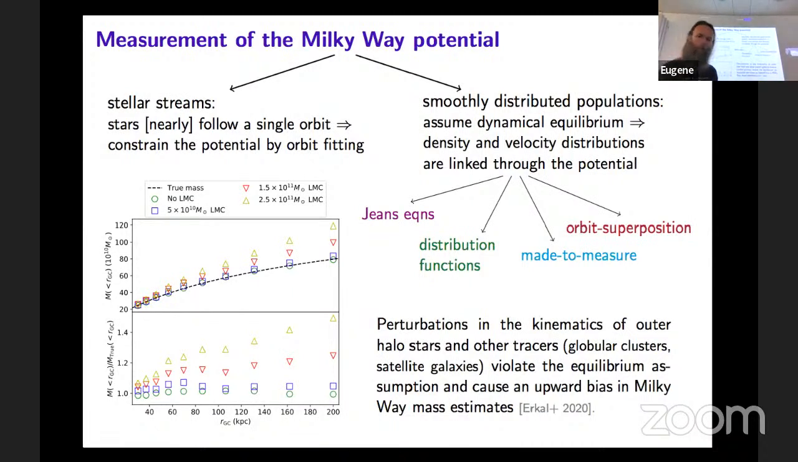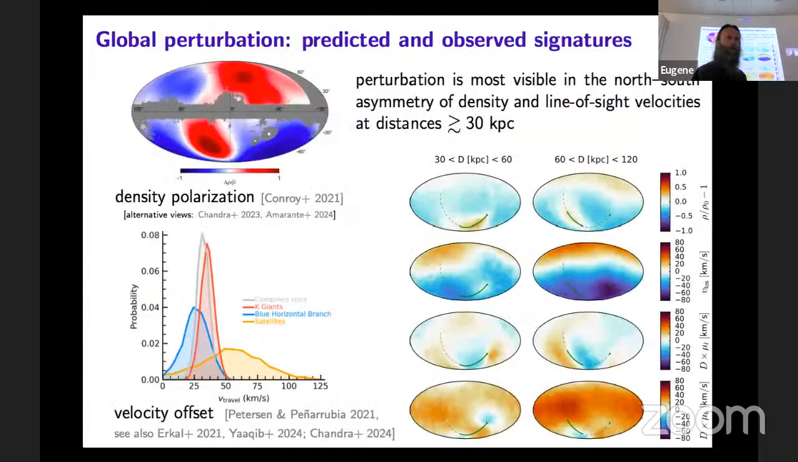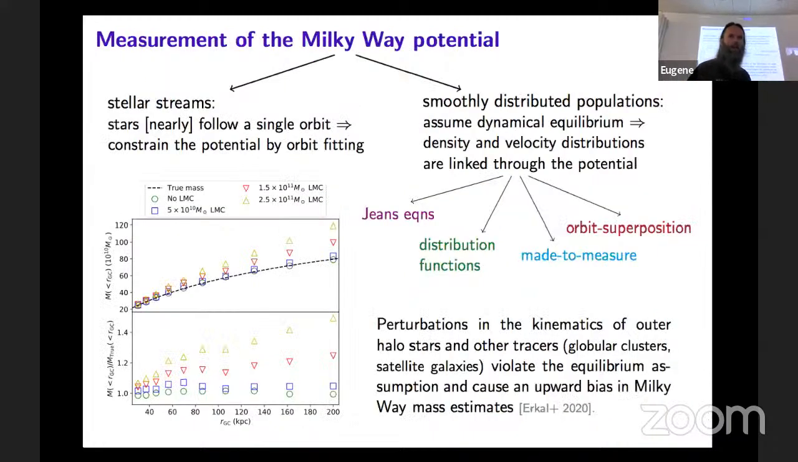And perhaps it's not so difficult to see why, because basically the LMC induces more velocities, so higher velocities of tracers, which in the language of dynamical modeling means that you expect more mass there. I think it's not the only reason, but it's at least the most obvious reason why the mass comes up higher.